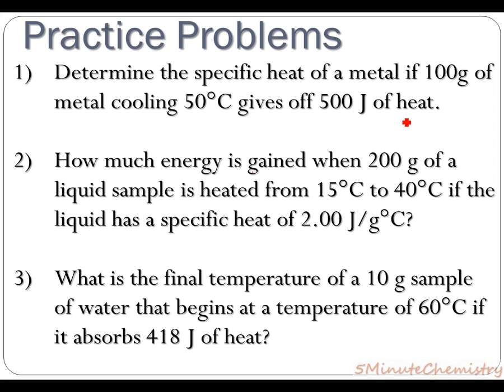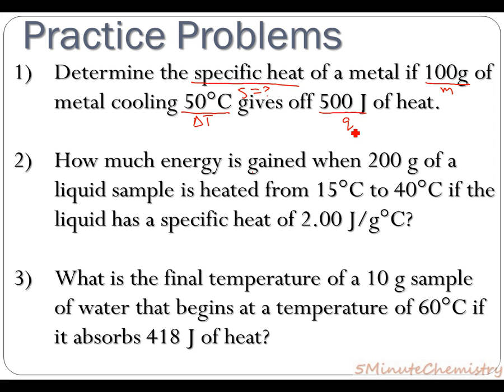As we read these, it's especially important that we start labeling things as we read. Determine the specific heat. Find the specific heat, S equals what? Of a metal if 100 grams, that's my mass, of a metal cooling 50 degrees Celsius. So this isn't an initial or final temperature, it cools by this amount. So that is actually already delta T. And it says that it gives off 500 joules of heat.